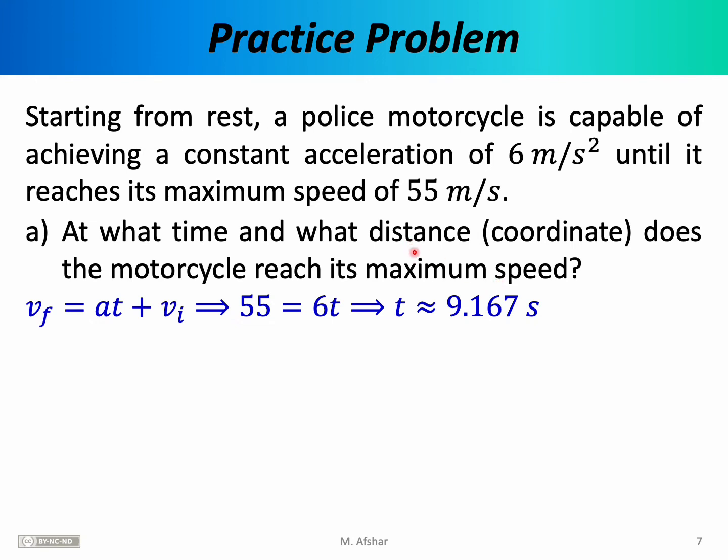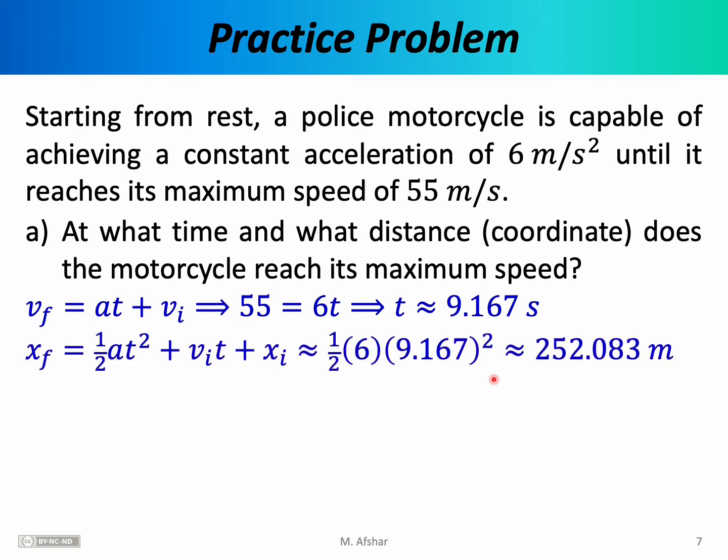But what is its x-coordinate? What is its position? Or what is the distance that we'll have traveled in those 9 seconds? Again, we're going to go through our kinematic equations, and we're going to find that this equation here is a nice one. If you look at this equation here, you'll see that everything is given to you. X initial is 0, V initial is 0, the acceleration is 6, and the time, well, we just figured out the time. It's 9.167 seconds. Don't forget to square it. So you can plug all that in and get the final position of the motorcycle.